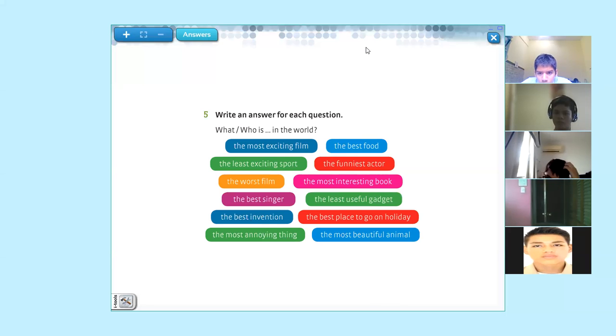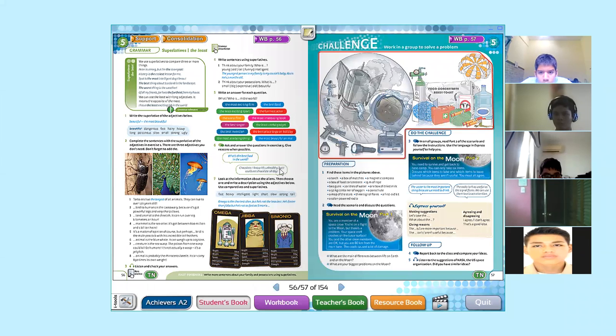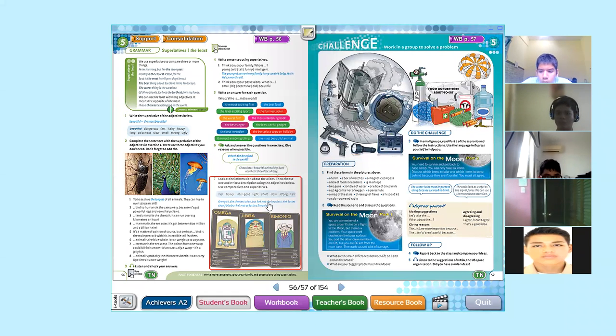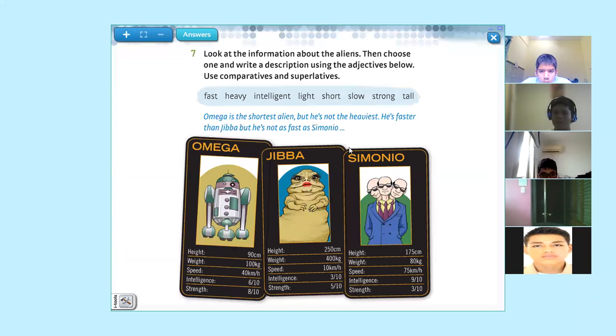So in this case, you get some of the possible questions and the possible answers. And also we go to activity number 7, page 56. Here you have the information. Attention to this. Andres, start reading. You get information about the aliens, then choose one and write the description using the adjectives below, use comparatives and superlatives. The adjectives are fast, heavy, intelligent, light, short, slow, strong, and tall.